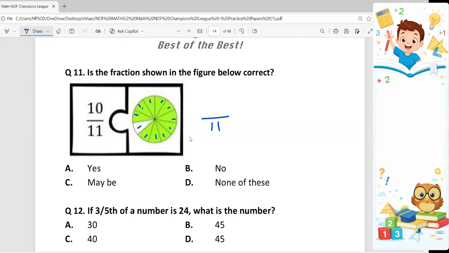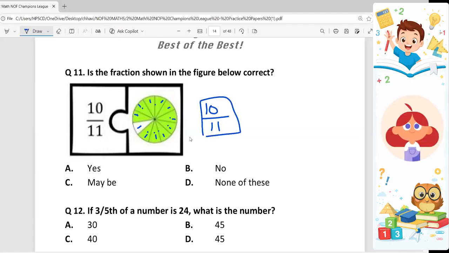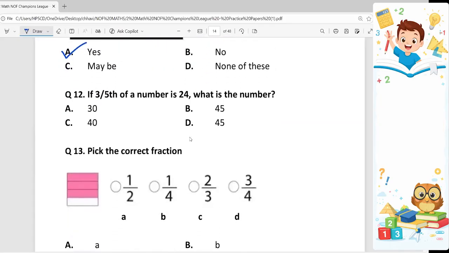Now how many are the shaded portions? 1, 2, 3, 4, 5, 6, 7, 8, 9, 10. So 10 shaded portions among the 11 divisions. So it is correct. Option A is correct.